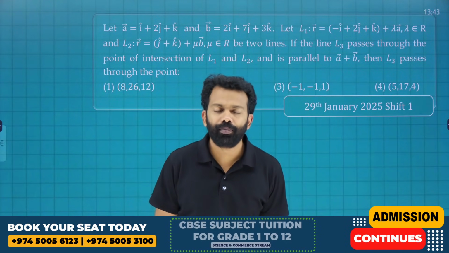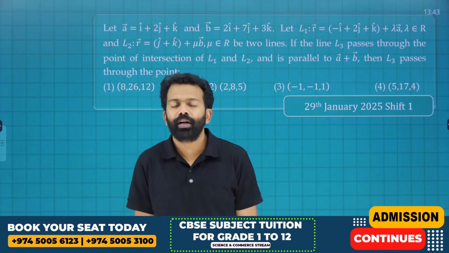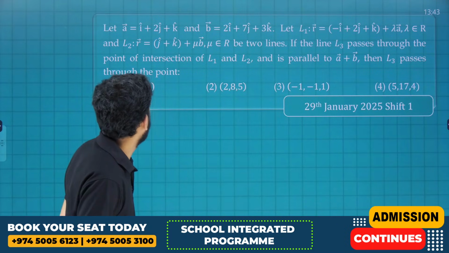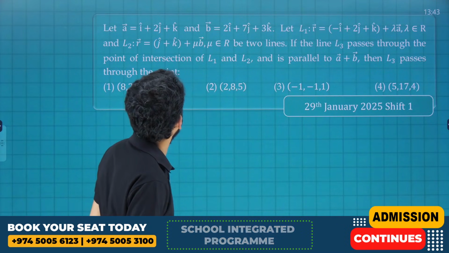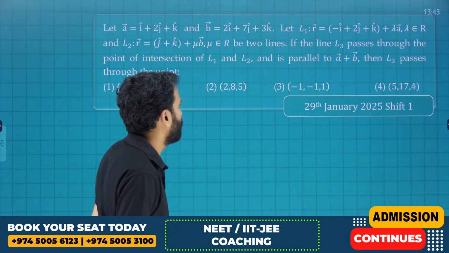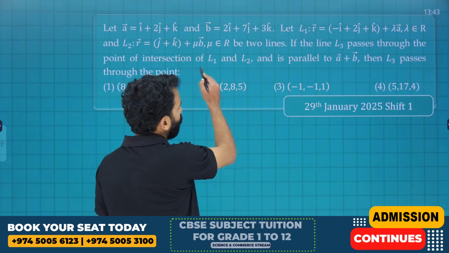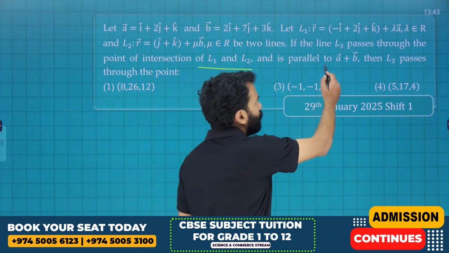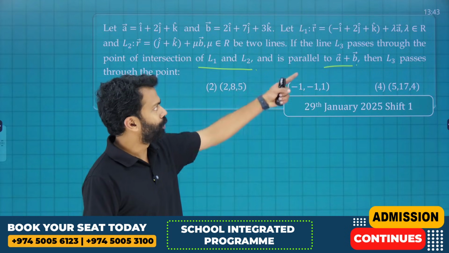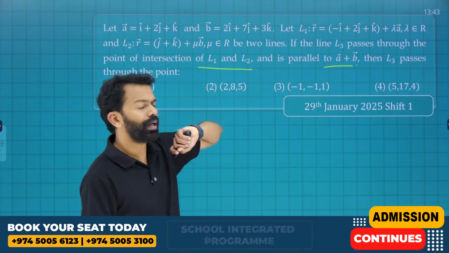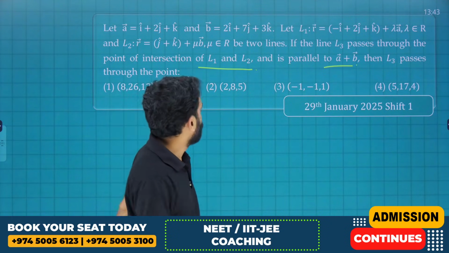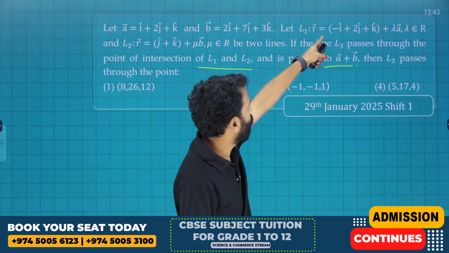To identify that point, we need to formulate the equation of L3 first. And how are we going to formulate the equation of L3? Using these two data. Let's try and figure it out. If we solve L1 and L2, you will get 1 point and it is parallel to vector A plus vector B. Therefore, you will get the direction ratios of L3. So we can easily formulate the equation of L3. Okay, so let's start doing the question.